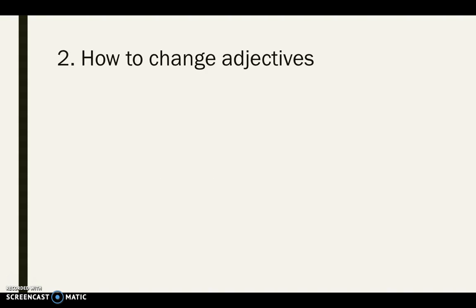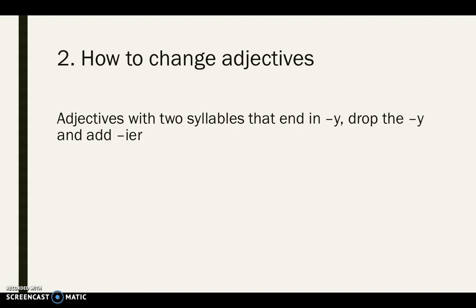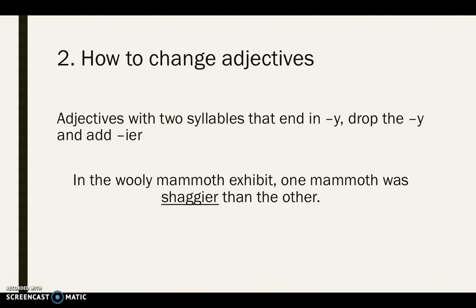How to change adjectives the second way. Adjectives with 2 syllables that end in Y, you drop the Y and add IER. In the woolly mammoth exhibit, one mammoth was shaggier than the other. So the original word was shaggy. We drop the Y because it's 2 syllables and it ends in Y. We drop the Y and add IER, so shaggy changes to shaggier.